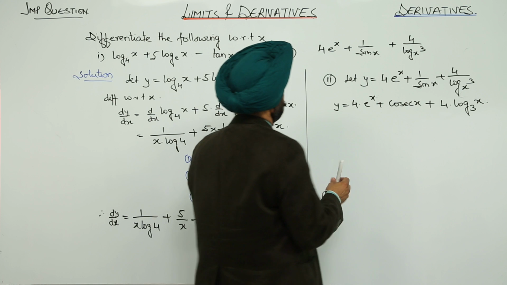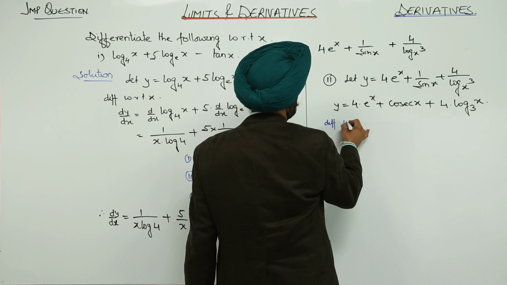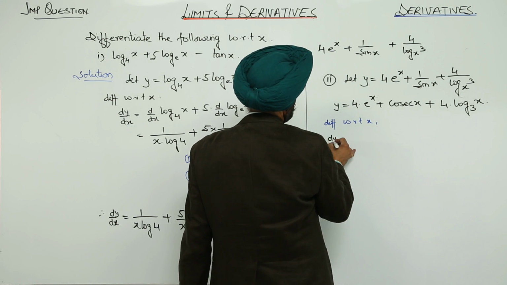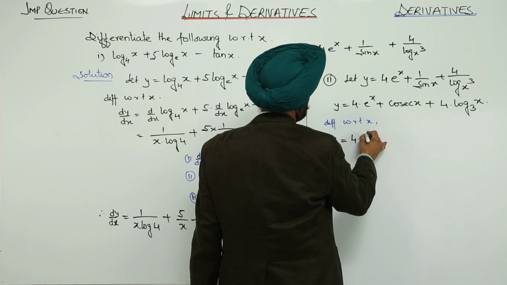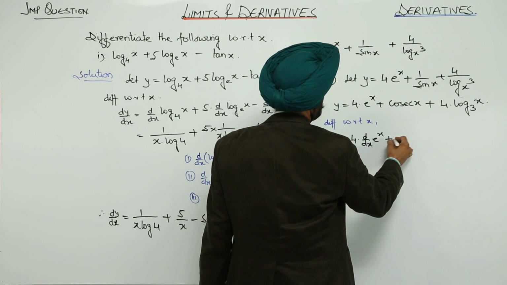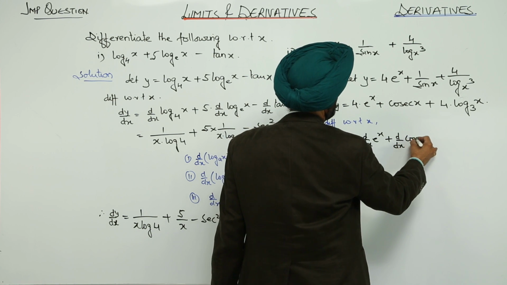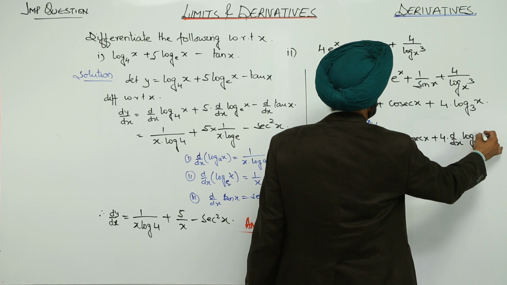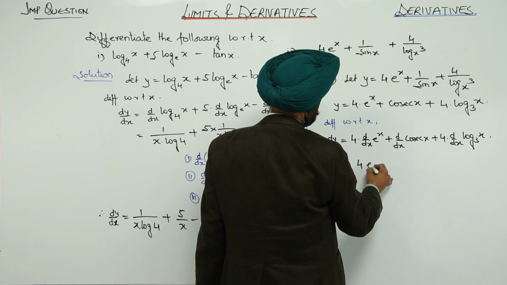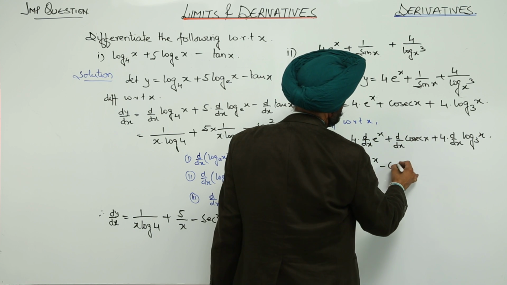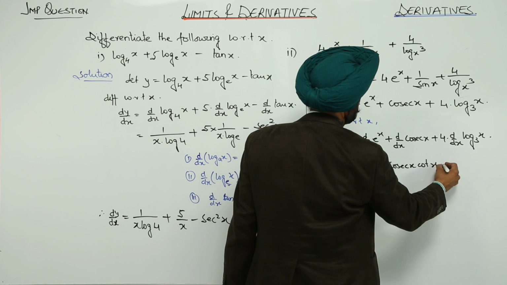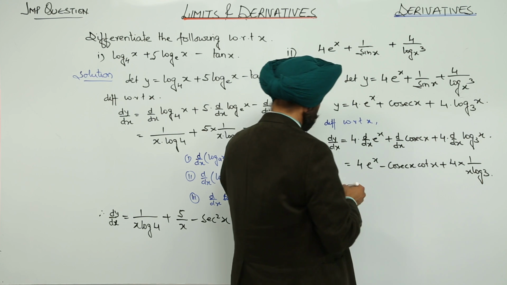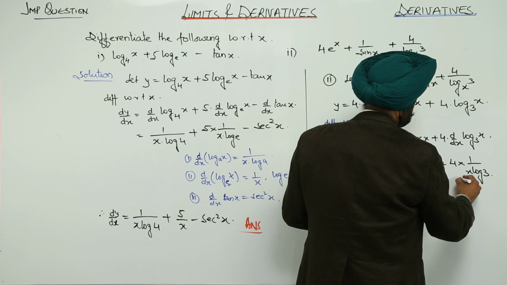Now differentiating with respect to x, dy by dx is equal to 4 d by dx of e raised to power x, plus d by dx of cosecant x, plus 4 d by dx of log base 3 x, which is 4 e raised to power x minus cosecant x cot x plus 4 times 1 upon x log 3. This is the answer. And what have we used?